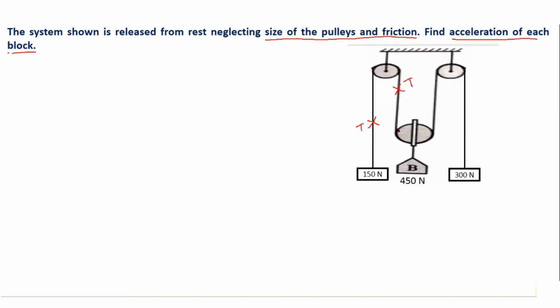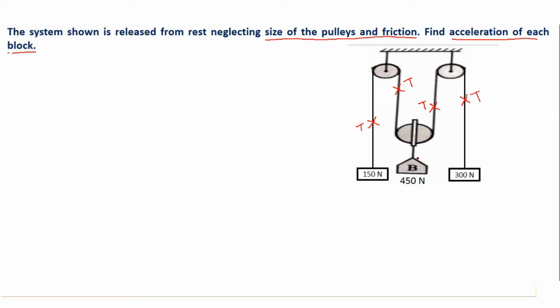Now this cable continues to pass over this pulley, which is again massless and frictionless. Hence the tension on this side of the cable will also be T. Again this string or cable passes through this pulley, which is again frictionless and massless. Hence the tension on this side will also be T.